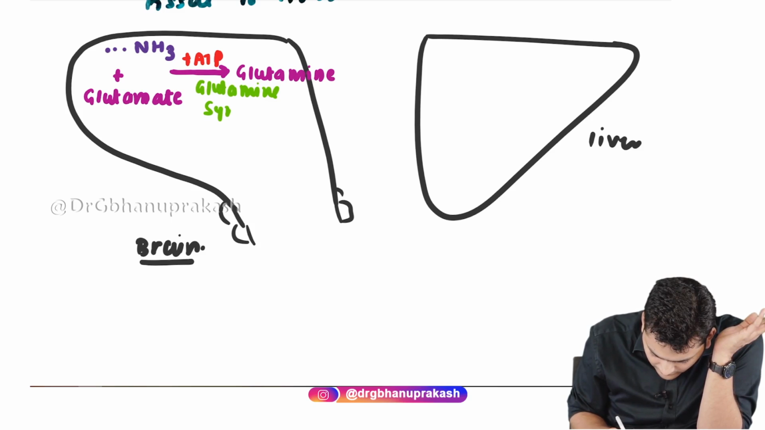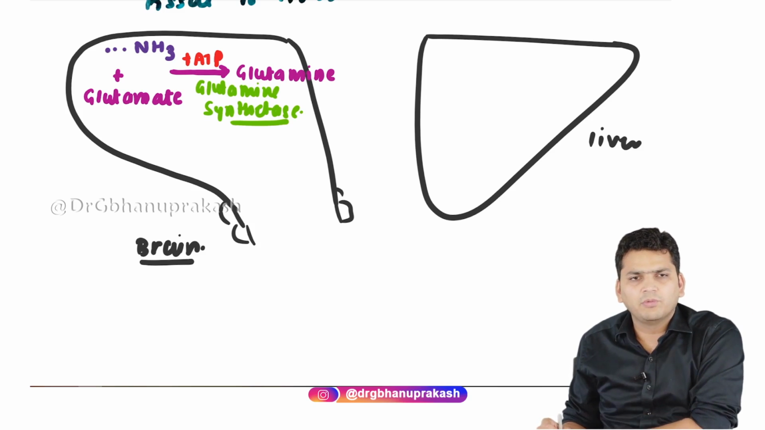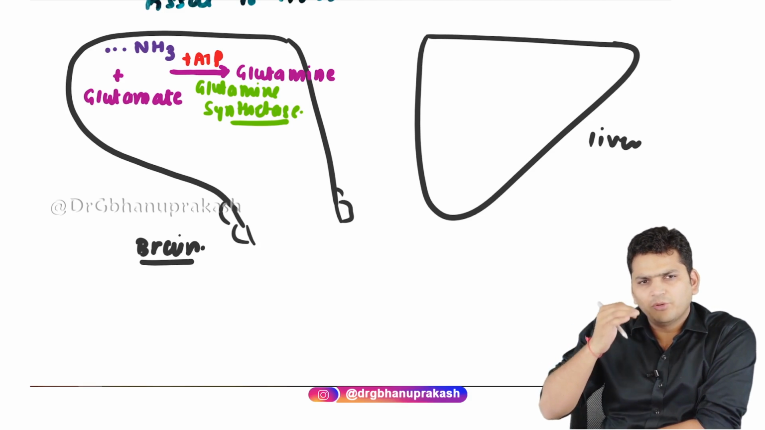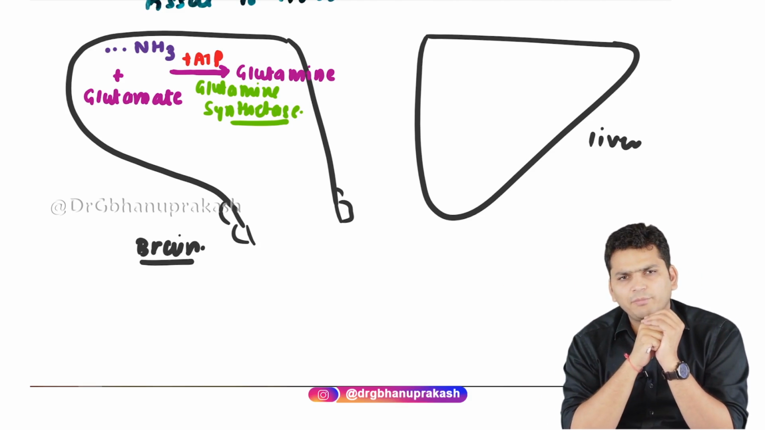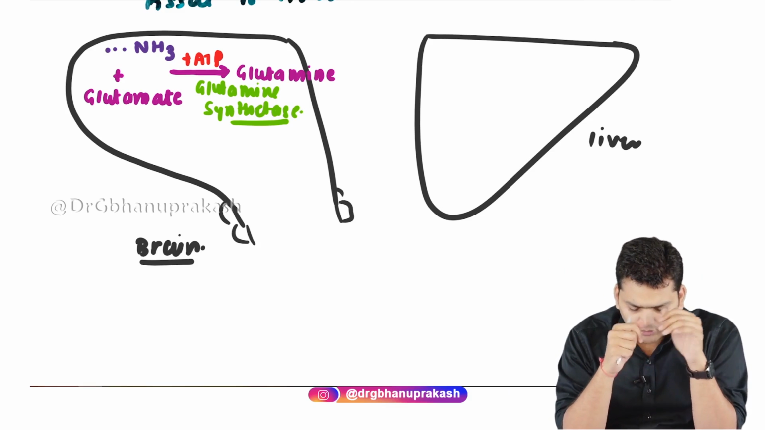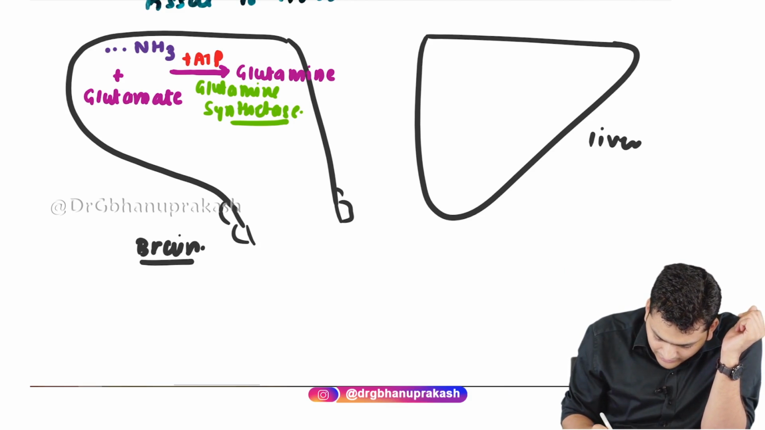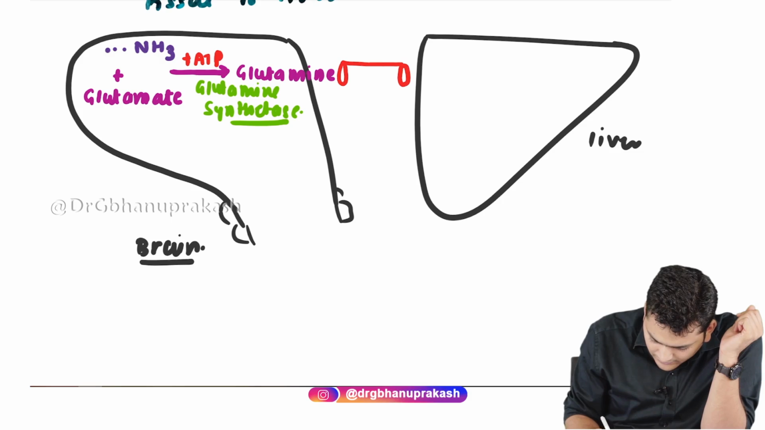Glutamine synthetase. We are synthesizing, with the help of glutamate and ammonia, a bigger molecule, that is glutamine, with the help of ATP. So it's called glutamine synthetase. Now this glutamine can easily travel via the blood, will travel via the blood, will reach here.